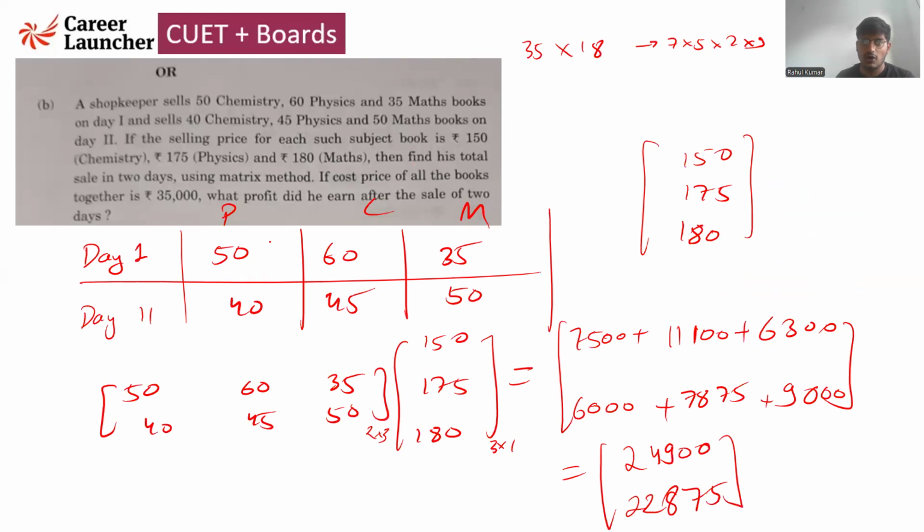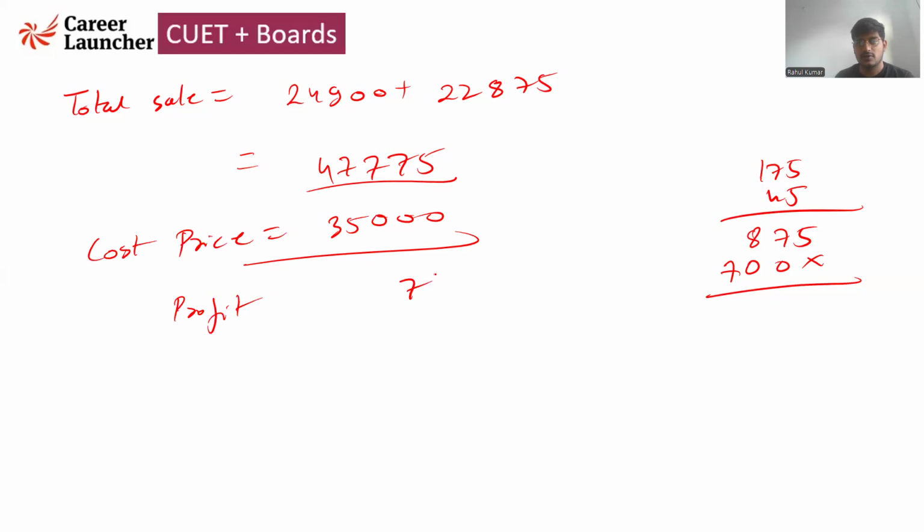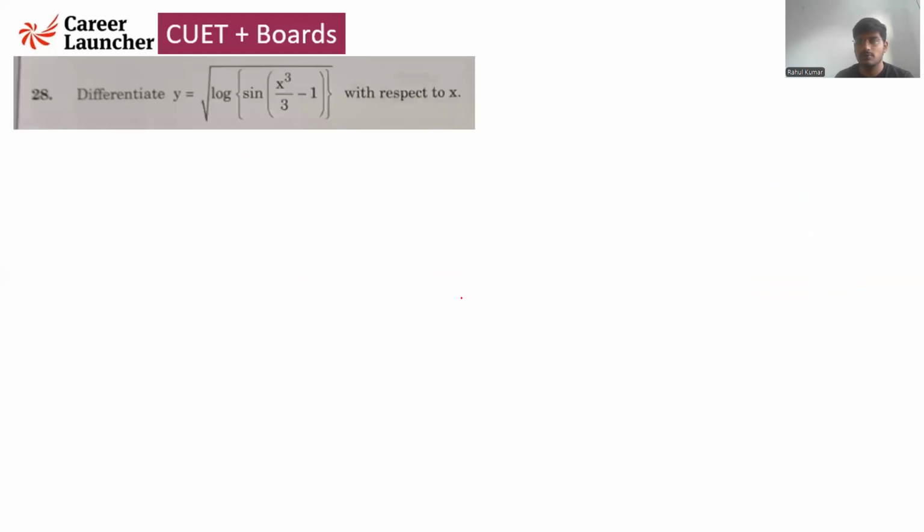And how much is the cost? Cost price is 35,000. And what is your profit? Profit is 75 and 4721. So this is your answer. You will receive this. Now we have a next problem, which is this one.